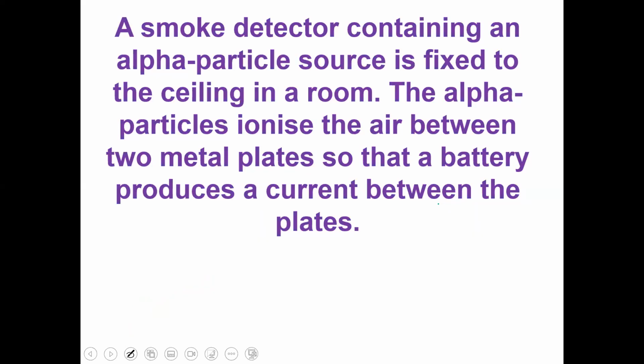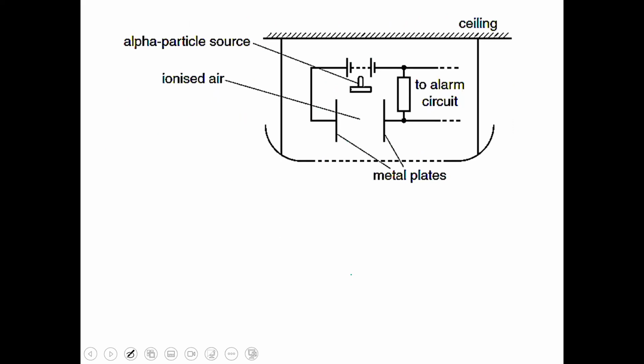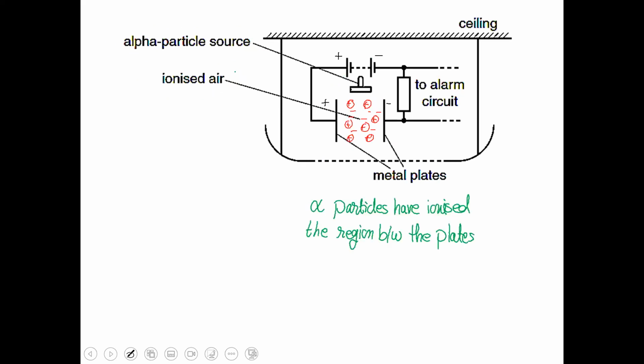They apply the same approach, and you have to see the basic idea. This is a smoke detector. When smoke enters the detector, it passes through a medium. Look, this is a smoke detector and we have an alpha particle source here. In between, there are ionized particles. Alpha particles have ionized the region between the plates.